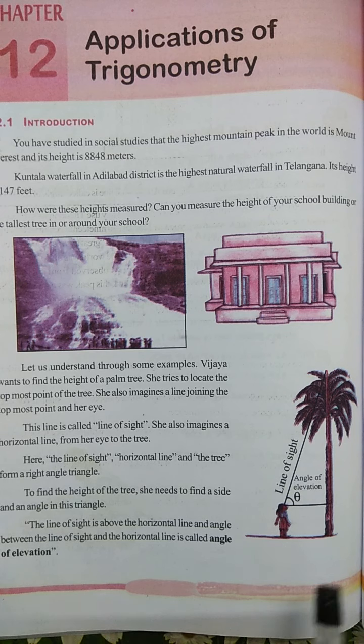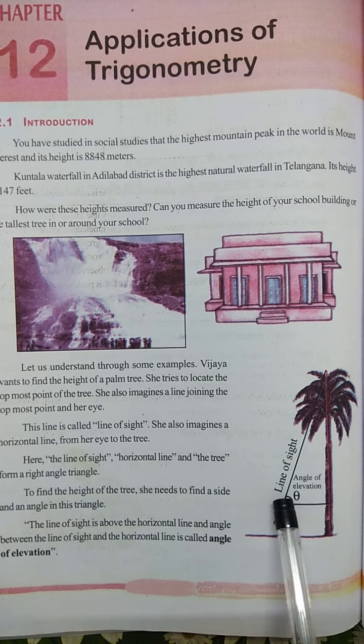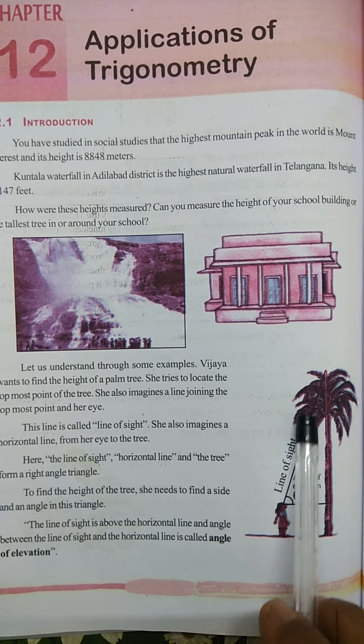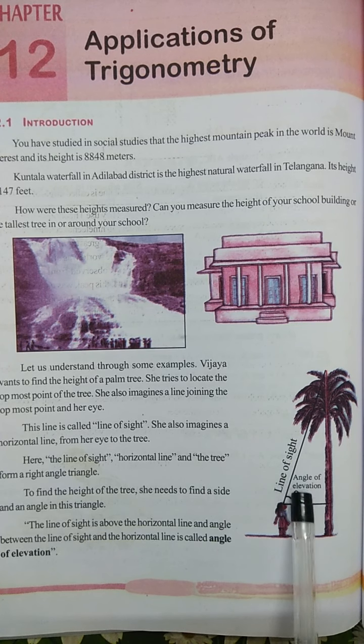You already know the meaning of elevate. Elevate means to make it at height. So here one girl is standing and she is observing this tree. When you look up, your line of sight will also become high and the angle increases.